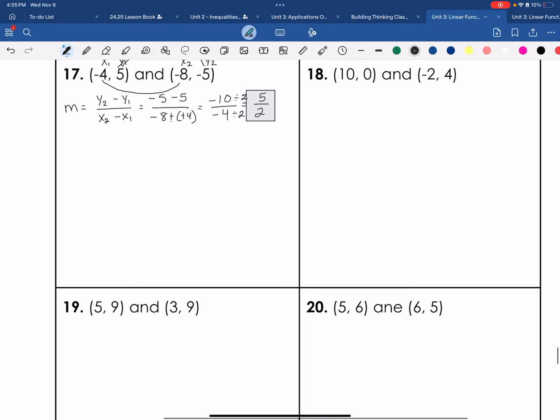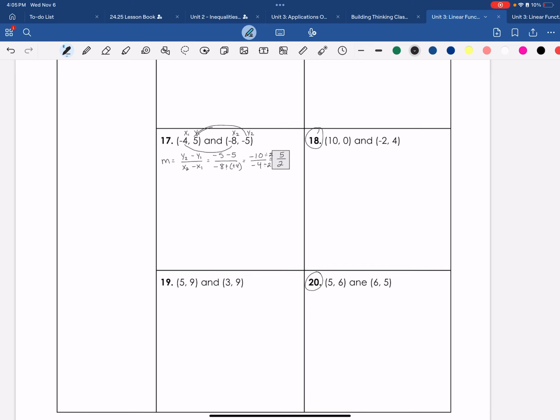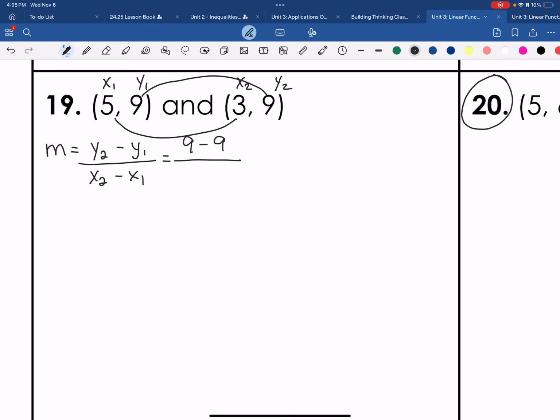All right, let's look at number 19 together. And then I'm going to have you do 18 and 20 on your own and check those on Google Classroom as well. So again, label your ordered pairs. Write out your formula. All right, and again, 9 subtract 9. 3 subtract 5. 9 subtract 9 is 0. 3 subtract 5 is a -2. 0 divided by -2 is 0. And we're done.